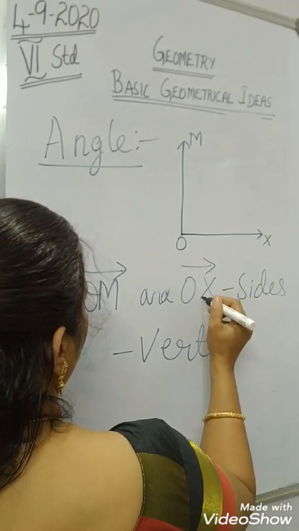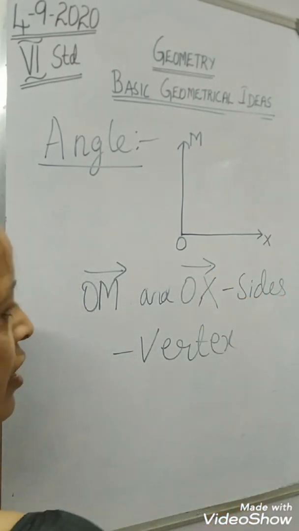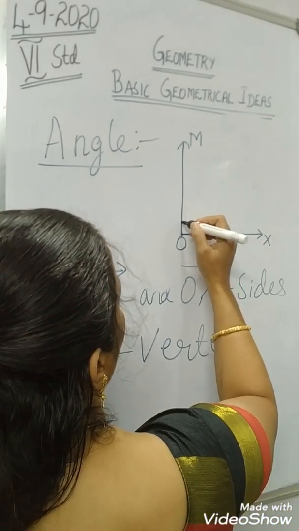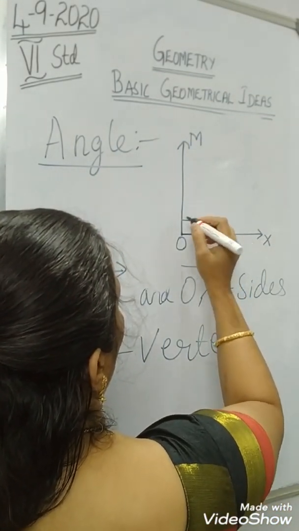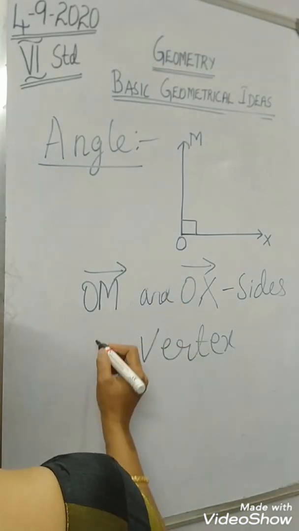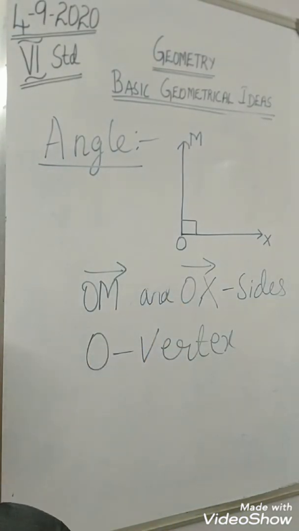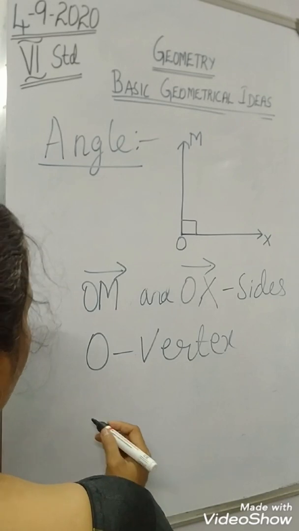What are they called? They are called the sides of the angle. Then where is the angle formed? Angle is formed at O. Is it or not? Angle is formed here. So what is the vertex here? O is the vertex. How do we represent the angle?